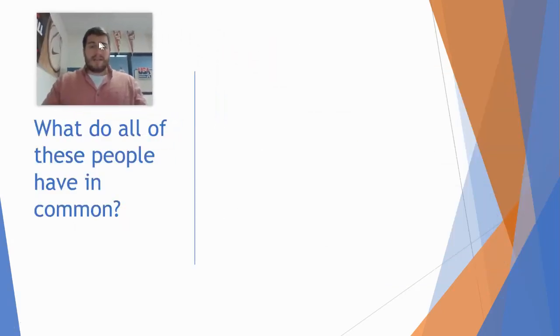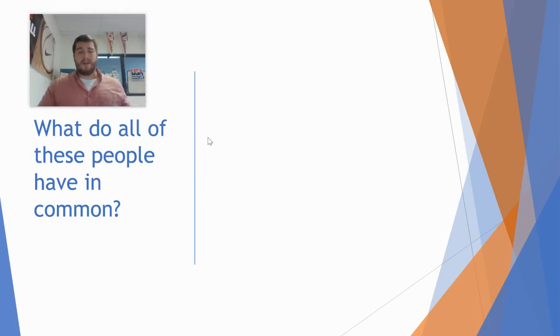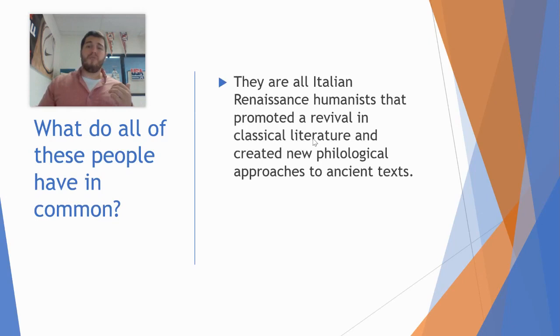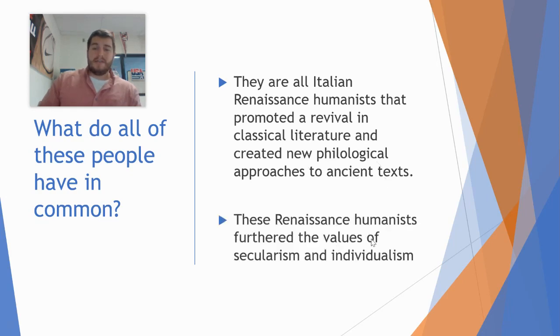So what? Last slide. I believe in you. You got this far. What do all these people we just talked about have in common? They're all Renaissance humanists that promoted a revival in classic literature and created new philosophical approaches to ancient texts. These Renaissance humanists furthered the values of secularism and individualism. Secularism is the separation of church and state. It doesn't get rid of religion. It just basically says that government should run separate of religious ideas.